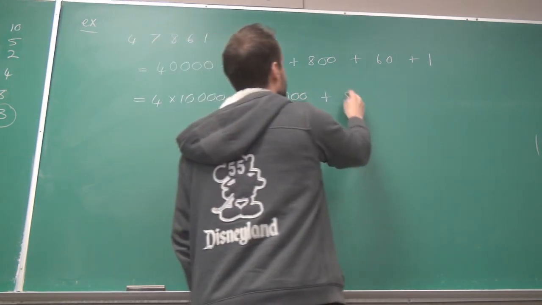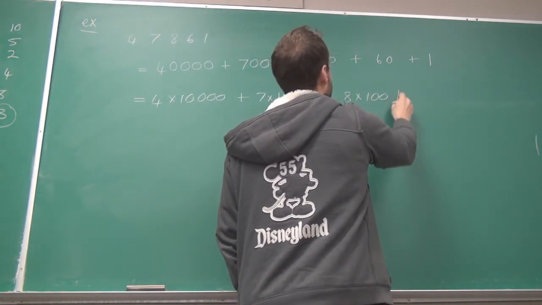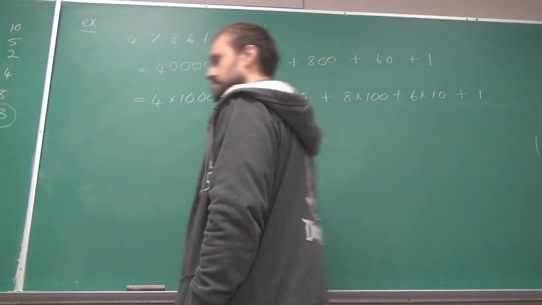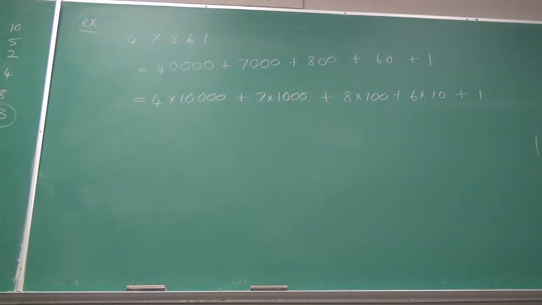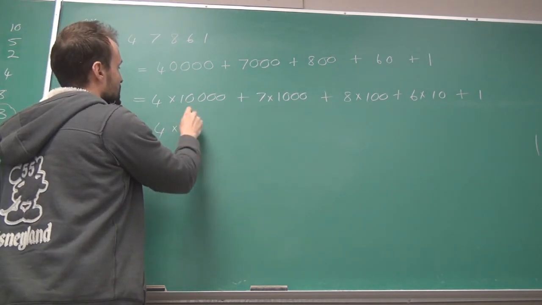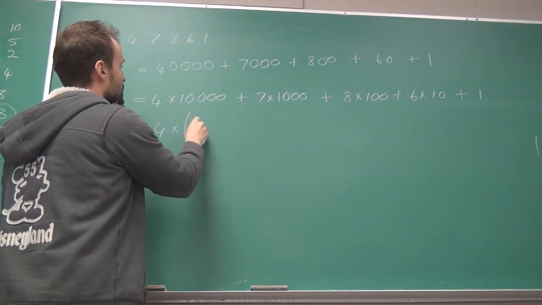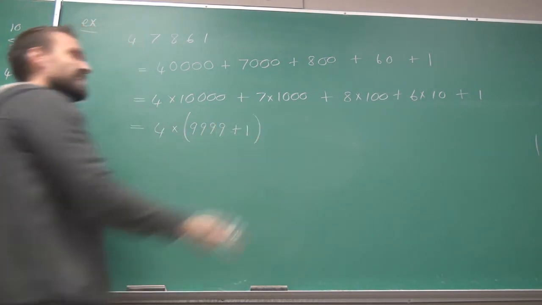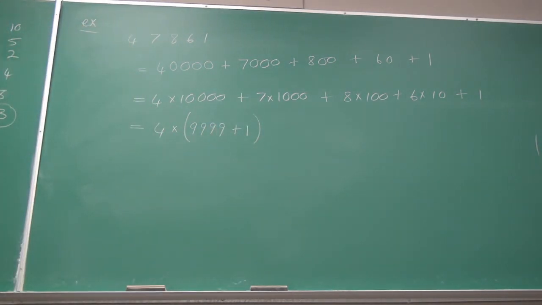7 times 1,000, 8 times 100, 6 times 10, and the 1 is on its own. So I have to do something with those 10,000, thousands, hundreds, so that 3 might be happy with it. Well, 3 is not going to be happy with 10,000, but it is going to be happy with 9,999, and then I have to have a plus 1 to get the original back.